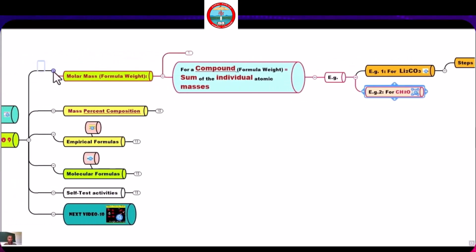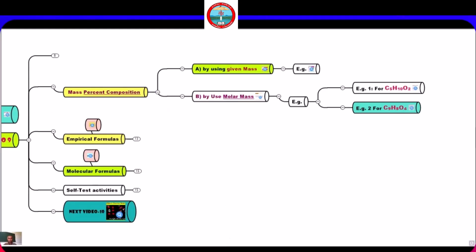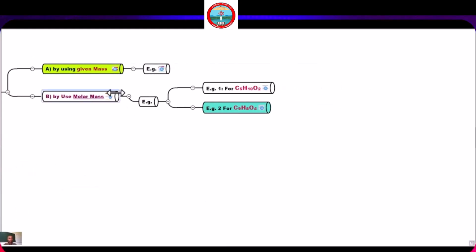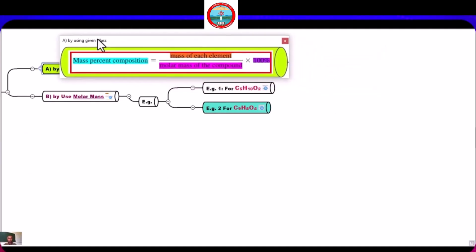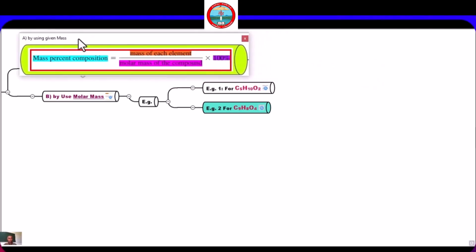Another thing is mass percent composition. How can you calculate the mass percent composition? First, by using the given mass, you can use this formula to obtain the mass percentage from the given mass. Simply divide the given mass of each element by the given mass of the compound, not the molar mass, and then multiply by 100.